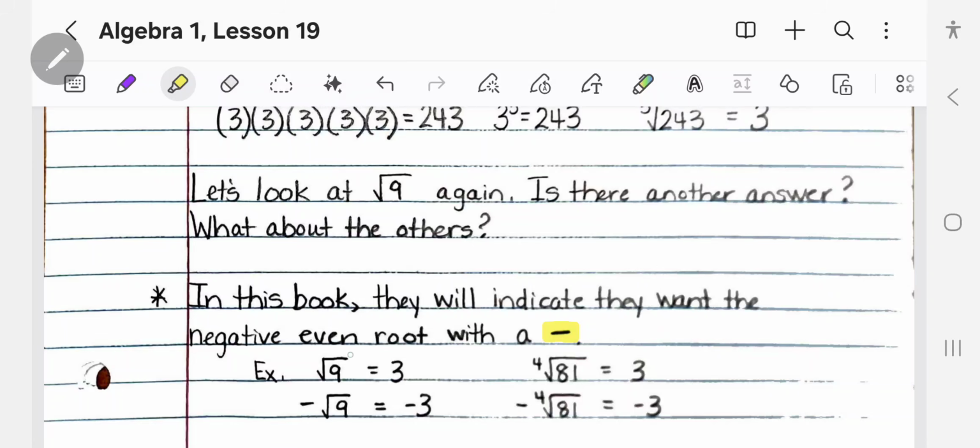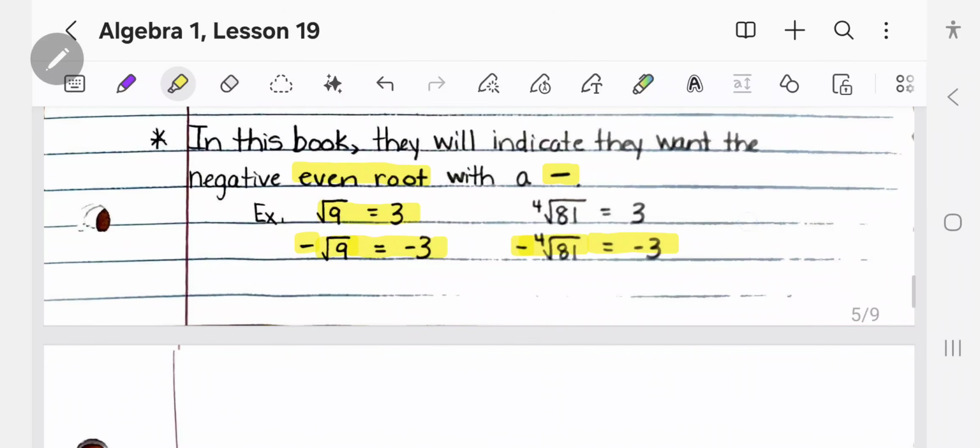Let me show you what they're meaning here. The square root of 9 is equal to 3. We know that. If they want you to tell them negative 3, they're going to say, what is the opposite of the square root of 9? Same thing here. So if these are even roots, I'm kind of hinting at what I asked you a few minutes ago. So here's an even root. This is a fourth root. And if they want the negative one, they're going to stick this out and say the opposite of that fourth root would be a negative 3. That's how they're going to indicate it.